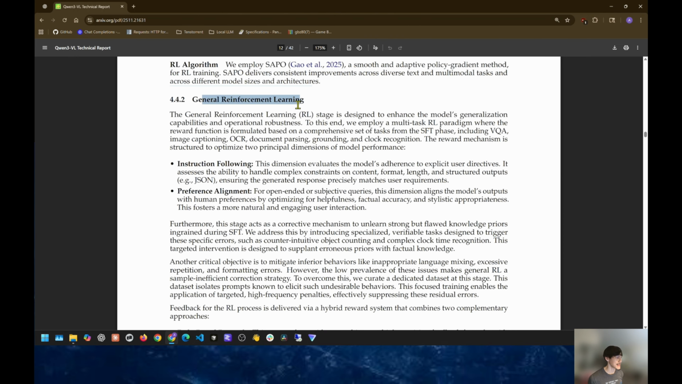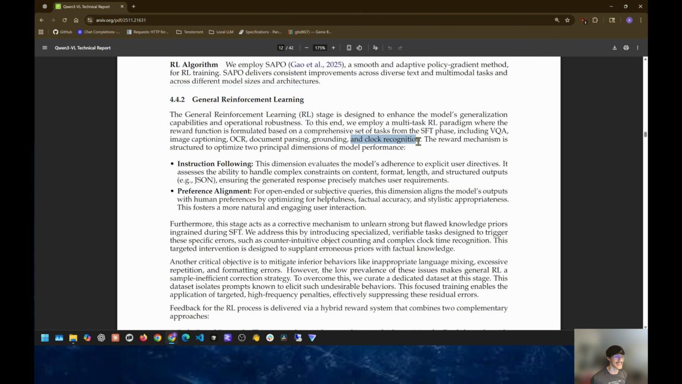General reinforcement learning. The general reinforcement learning stage is designed to enhance a model's generalization capabilities and operational robustness. To this end, we employed a multitask RL paradigm where the reward function is formulated based on a comprehensive set of tasks from the SFT phase, including VQA, image captioning, OCR, document parsing, grounding, and clock recognition. The reward mechanism is structured to optimize two principal dimensions of model performance.